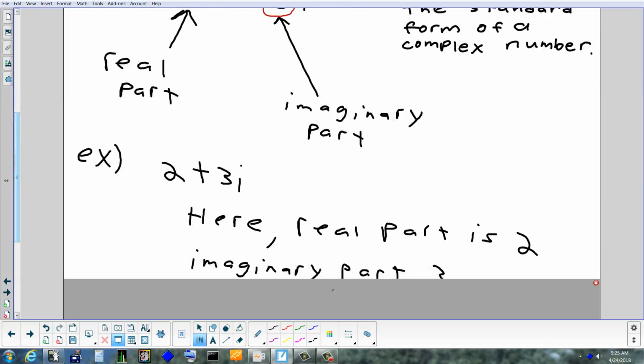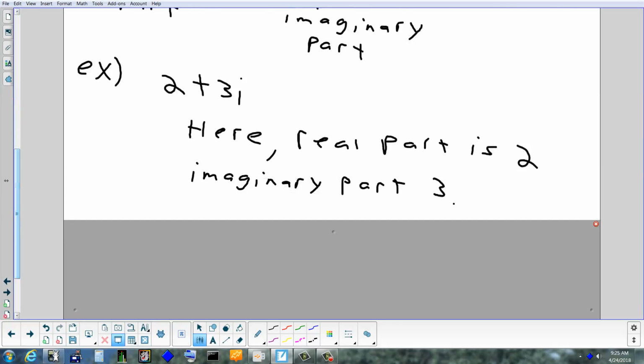All right. So in that particular example, I'm just showing you the real part of this number is 2. The imaginary part is 3. So any questions on how to identify what the real part is, what the imaginary part is, and what standard form is in that order?